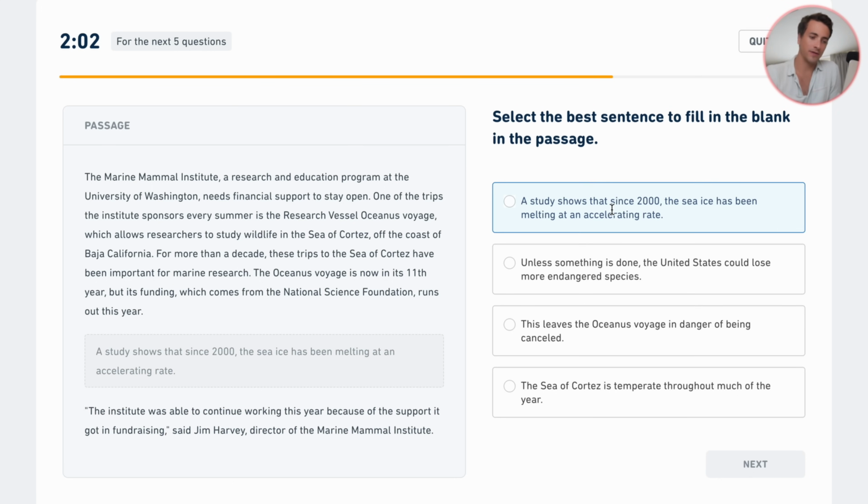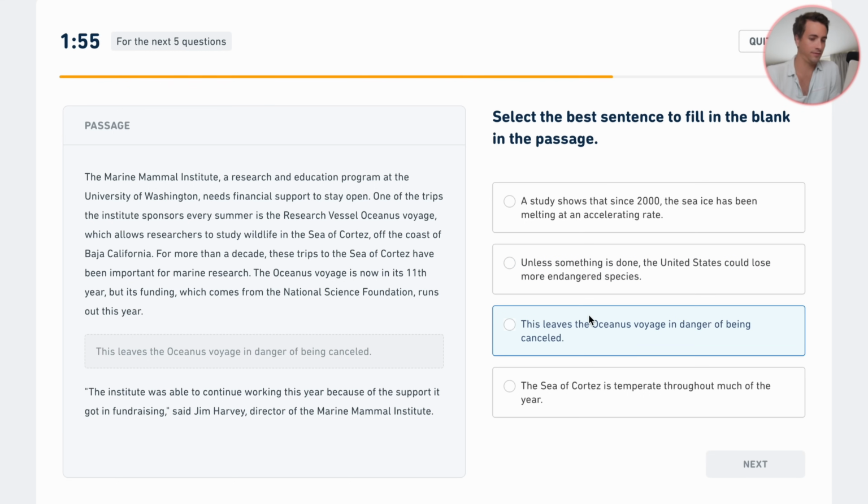A study shows that since 2000, sea ice has been melting at an accelerating rate. No. Unless something is done, the United States could lose more endangered species. No. This leaves the Oceanus Voyage in danger of being canceled. The Sea of Cortez is temperate throughout much of the year. This is the only option that fits, that really makes sense, right? So it adds more information that the funding is running out this year, which means that it could be canceled. And then we learned that it was able to continue, however, because it got some fundraising.